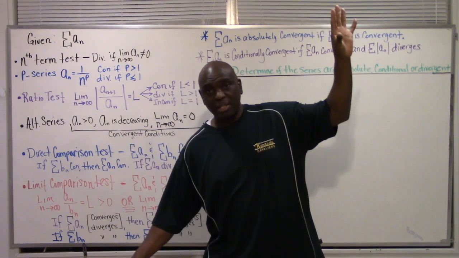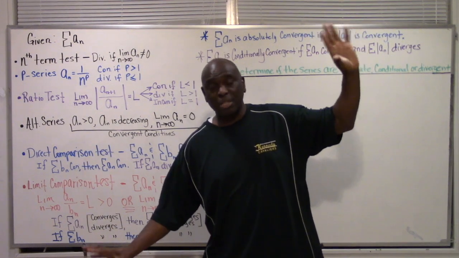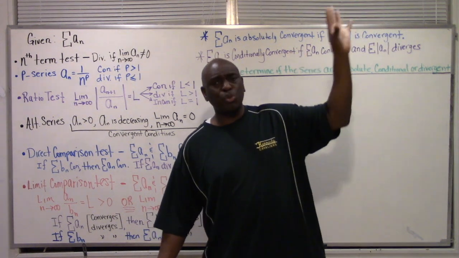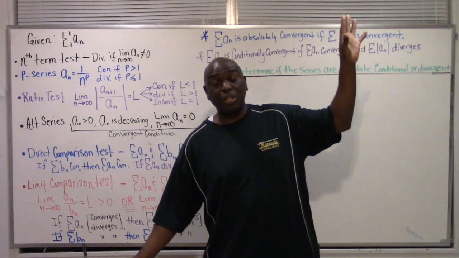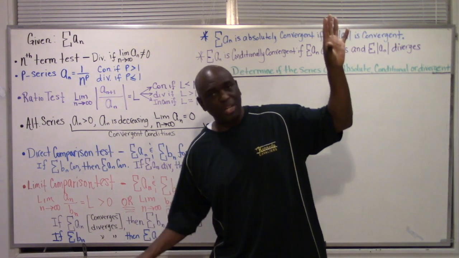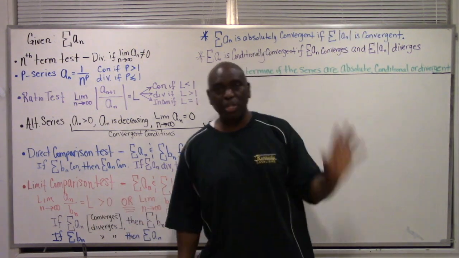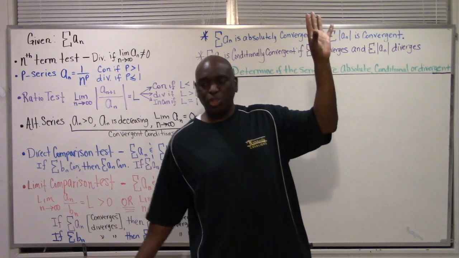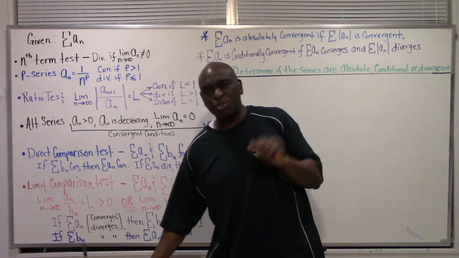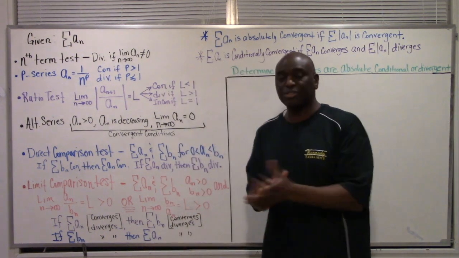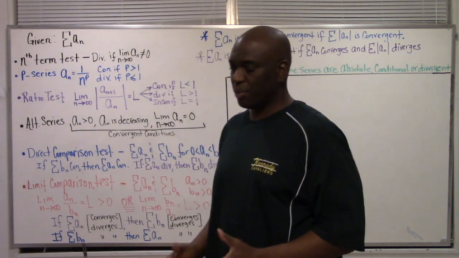And that's it. We don't know what happens. It's inconclusive if the larger one diverges. We don't know what happens. Inconclusive. Or if the smaller one converges, we don't know. So if you're larger, you converge, you're pulling up the smaller one. If you're smaller and you diverge, you're pulling down the larger. That's the direct comparison test for series.